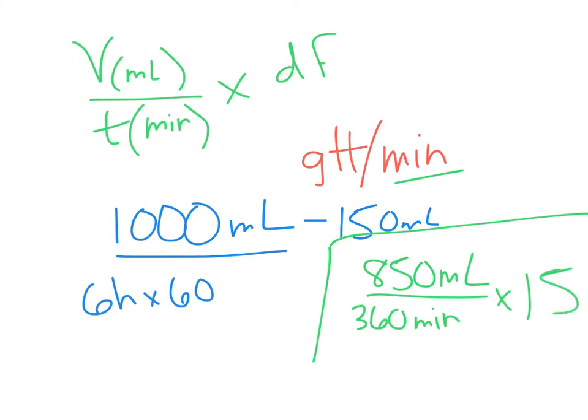So the adjusted flow rate would be to take 850 divided by 360 and then multiply that by 15. I got 35.41666, which would round to 35 drops per minute. And I am looking at number 16 on the homework right now, and it does say that that is the correct answer for that. It should be 35 drops per minute.